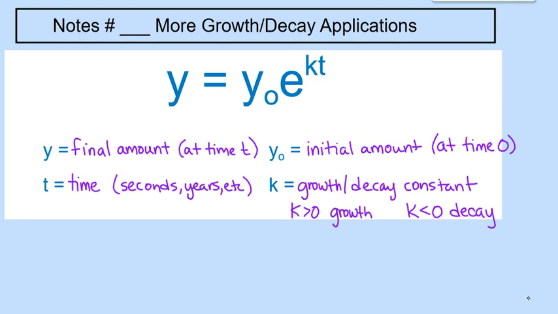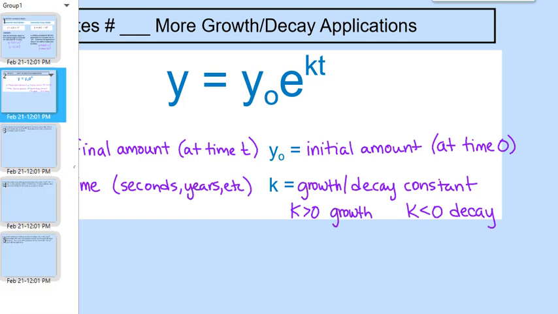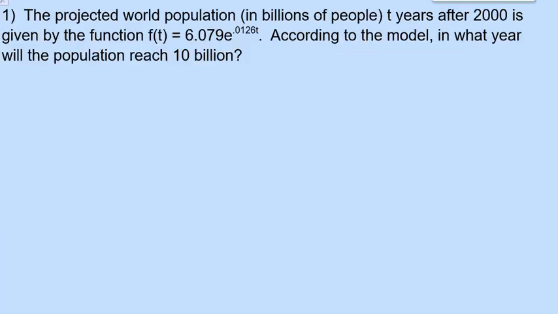Okay, so let's go ahead and work through our examples, and remember, be sure to write down the problems as well as working through the steps to solve them so that your notes are thorough and useful and so that you're prepared for the quiz. Number 1, the projected world population in billions of people t years after the year 2000 is given by the function f of t equals 6.079 e to the 0.0126t. According to the model, in what year will the population reach 10 billion?